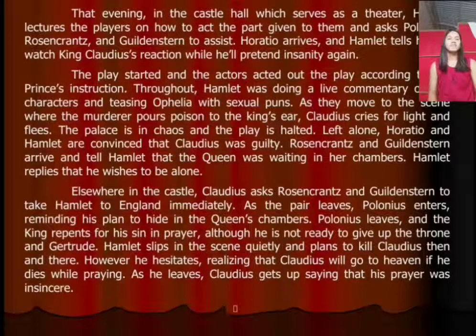Elsewhere in the castle, Claudius asks Rosencrantz and Guildenstern to take Hamlet to England immediately. As the pair leaves, Polonius enters, reminding him of his plan to hide in the queen's chambers. Polonius leaves, and the king repents for his sin in prayer, although he is not yet ready to give up the throne to Gertrude. Hamlet slips by quietly and plans to kill Claudius then and there.